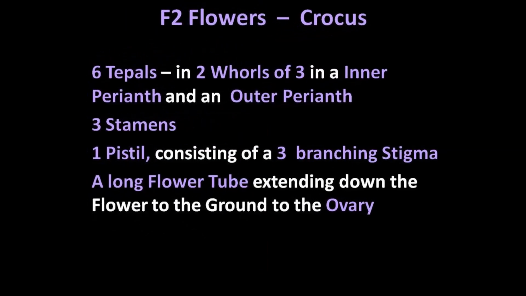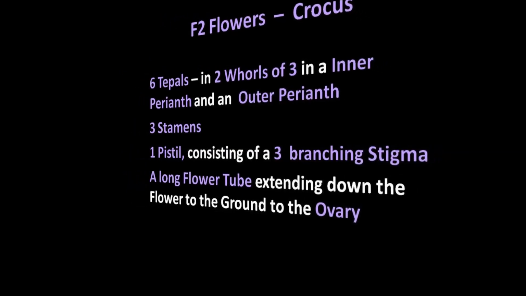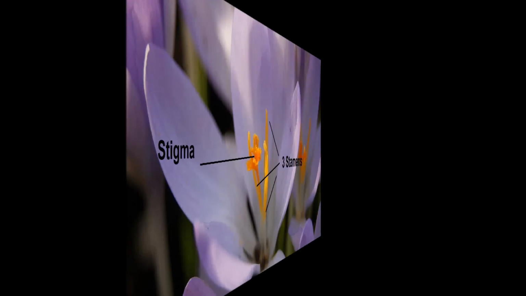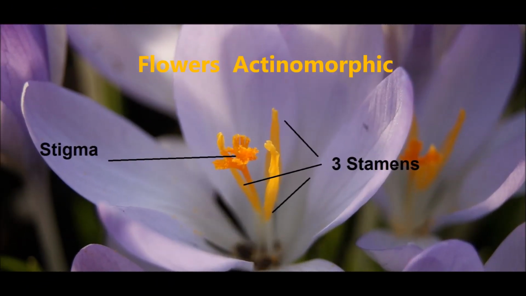The floristic characteristics are as follows. The flower has 6 tepals in 2 whorls of 3, an inner perianth and an outer perianth. It has 3 elongated stamens, and it has 1 pistil consisting of 3 branching stigma, and a very long flower tube extending down the flower to the ground level where the ovary is situated.